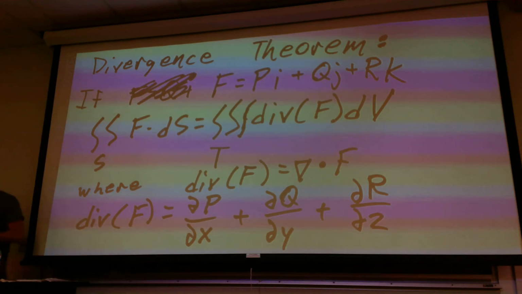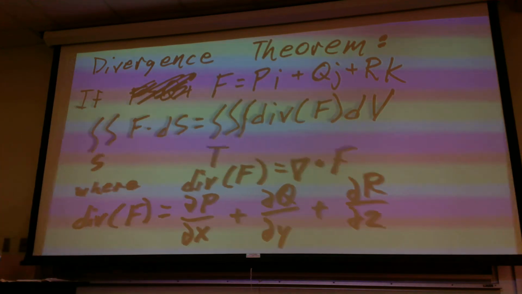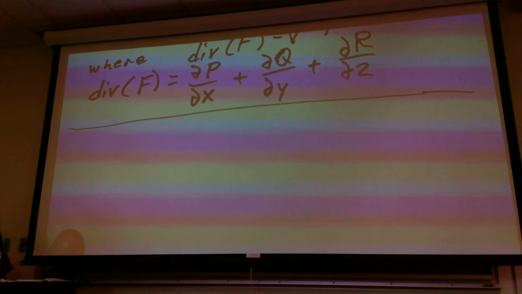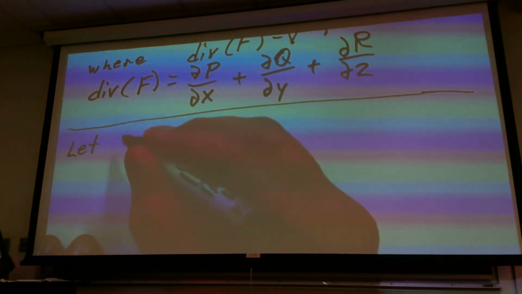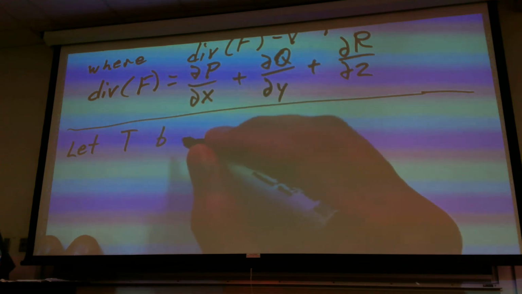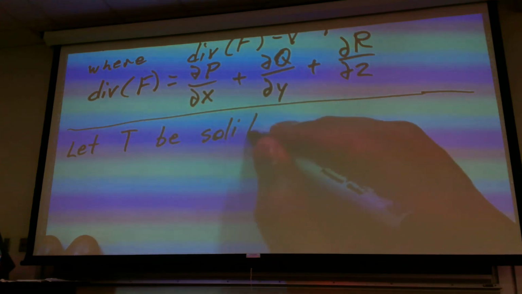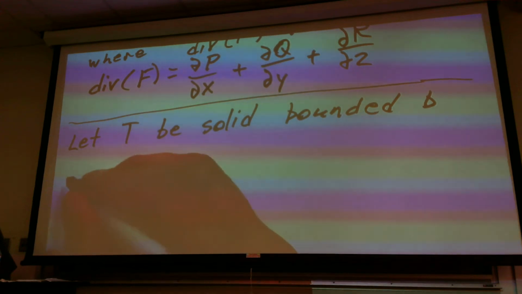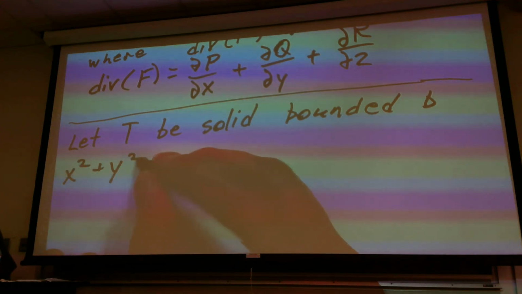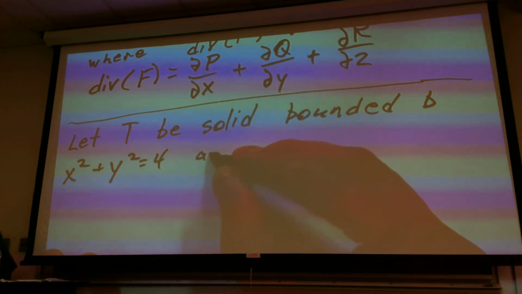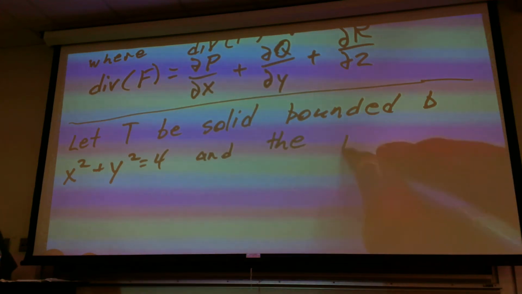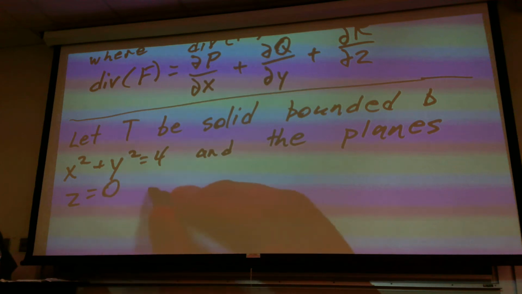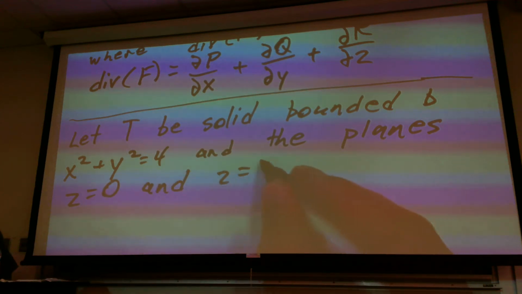Let's just start with an example. Let T be the solid bounded by x squared plus y squared equals 4, and the planes z equals 0 and z equals 3.